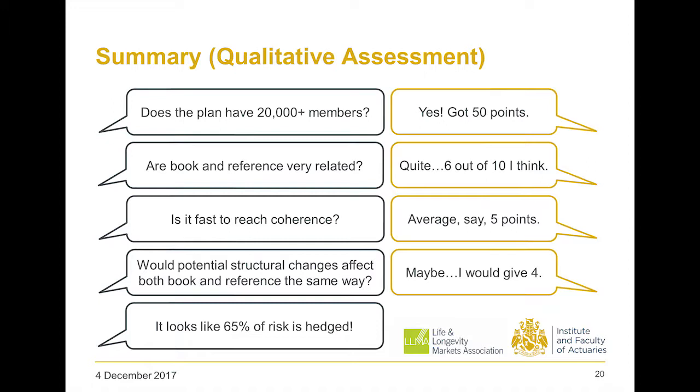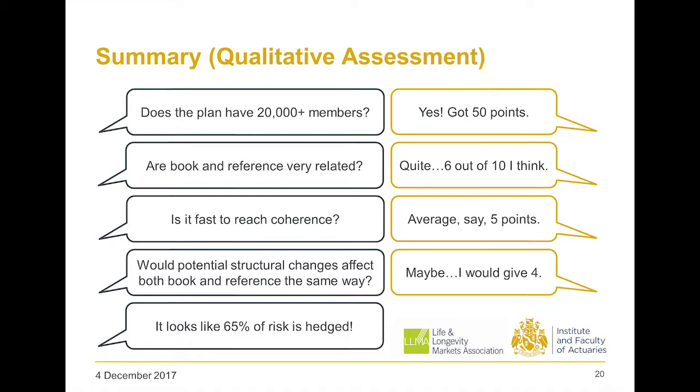Average, I would say 5 points out of 10. Would there be potential structural changes that affect both populations in about the same way? Maybe. Let's give 4. When you add the scores together, it's a total of 65, which means about 65% of the risk can potentially be hedged away.